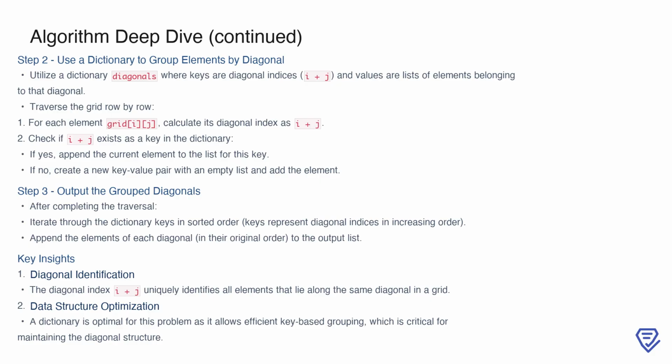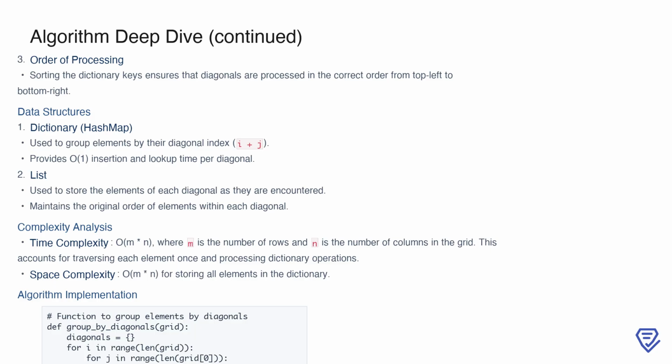For each diagonal, we append its elements, preserving their original order, to the final result list. This approach ensures that we process diagonals from top left to bottom right of the grid, maintaining the required output order. Sorting the dictionary keys is crucial because it ensures that diagonals are processed in the correct sequence, from the top left corner of the grid to the bottom right.